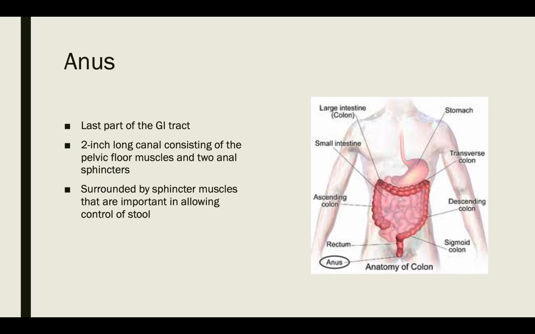Okay, the last organ is the anus. It is the last part of the GI tract. It is 2 inches long, consisting of the pelvic floor muscles and 2 anal sphincters, muscles that are important in allowing control of stool. So, there is your rectum, and then your anus.